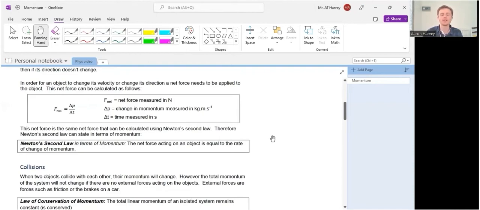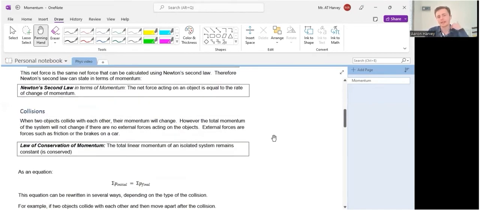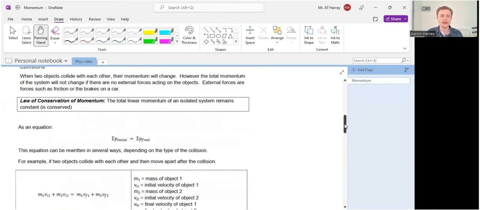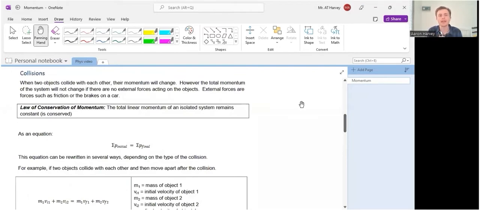But now that we've covered a lot of the theory when it comes to momentum, we can start looking at collisions. So a collision is a very, very specific way that examiners and test makers like to ask momentum. Because if you look at any question that you are given in your test or an exam, you'll see that it most likely follows the law of conservation of momentum, which states that the total linear momentum of an isolated system will remain constant or is conserved.